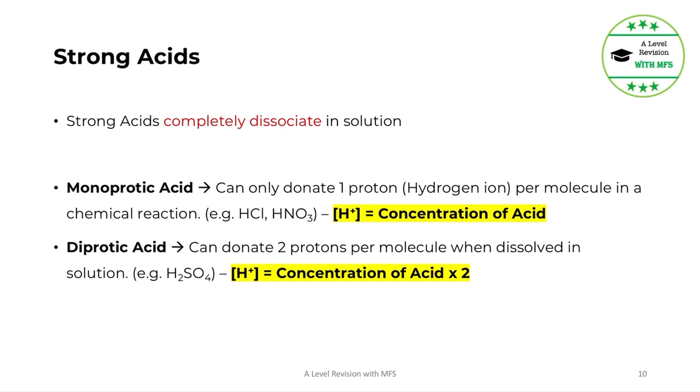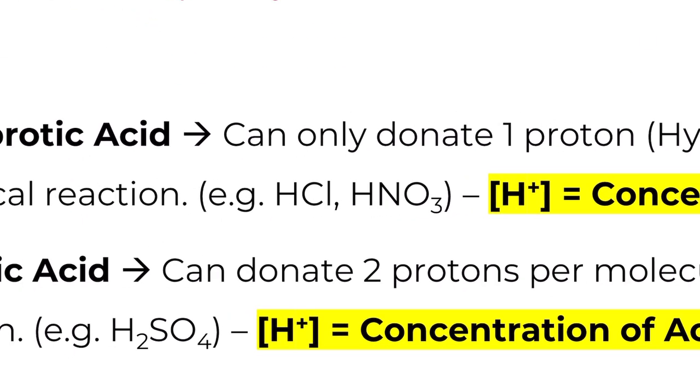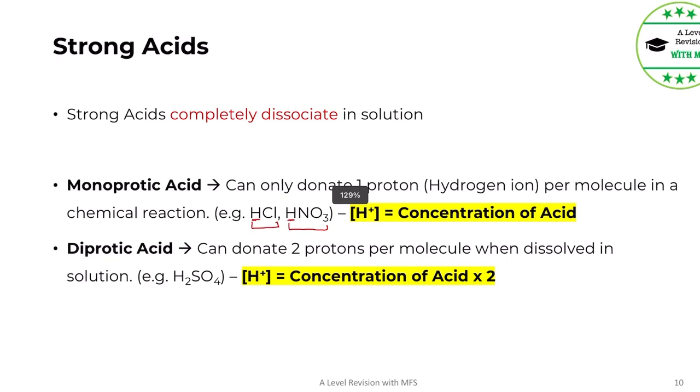Okay, now if we look at strong acids, this is the definition, and you should have come across this at GCSE as well. Strong acids completely dissociate in solution. Okay, and you have 2 categories of acids that you need to know at A level. So you've got a monoprotic acid and you've got a diprotic acid. Now, a monoprotic acid is something like HCl. And the reason why I'm saying this is monoprotic is because there's only one hydrogen ion in this. HNO3, nitric acid. There's only one hydrogen ion in these compounds, and that's what a monoprotic acid is. It can only donate 1 proton.